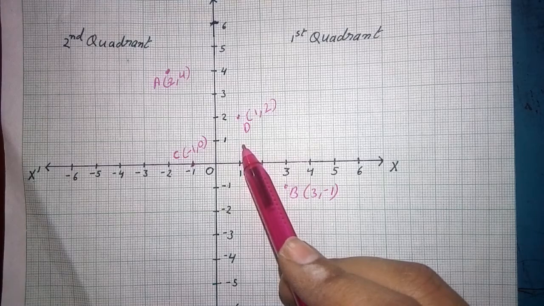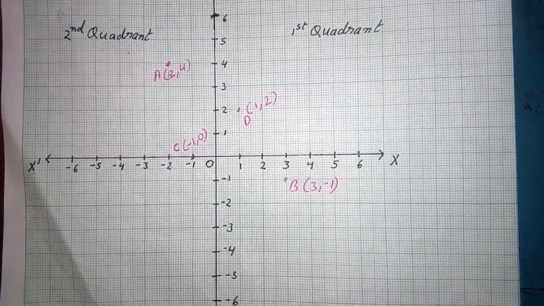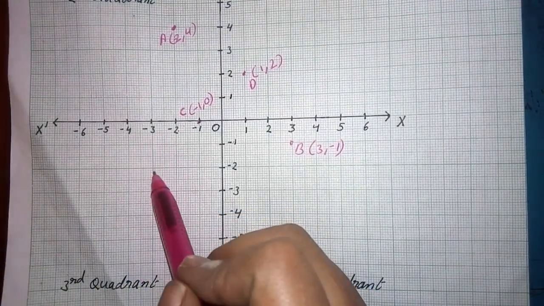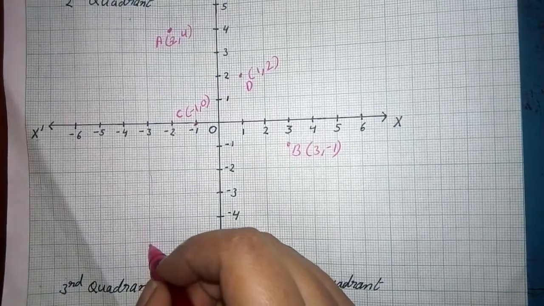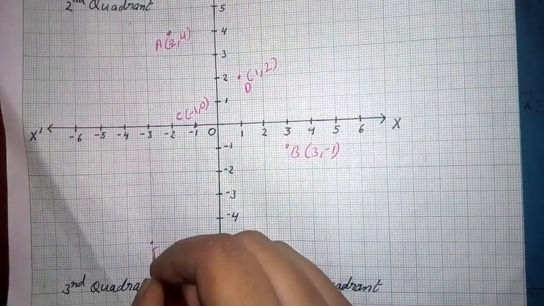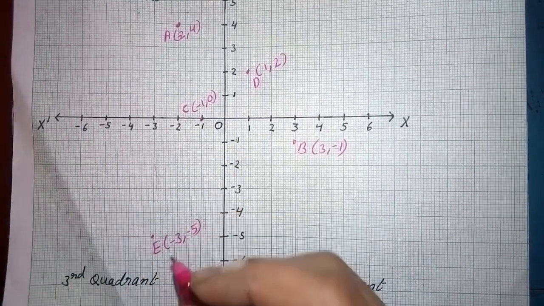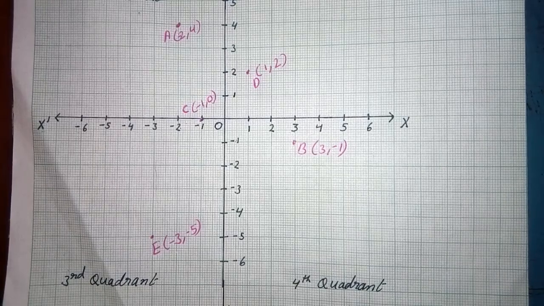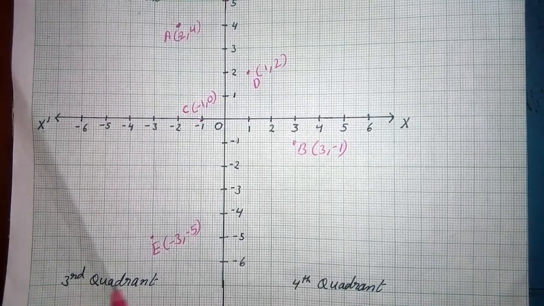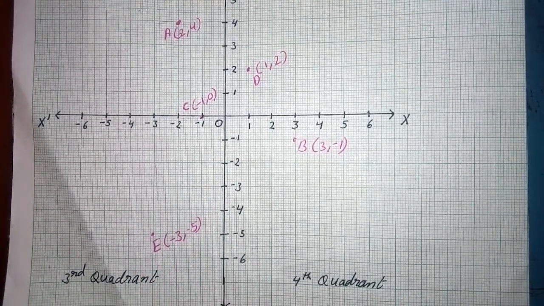Now the fifth point is (-3, -5). Both are negative, meaning abscissa and ordinate are both negative. So the abscissa is -3 and the ordinate is -5. So they will meet here. After D we will write point E, (-3, -5). And they lie in the third quadrant. So we will write that the point (-3, -5) lies in the third quadrant. So you have to write it.